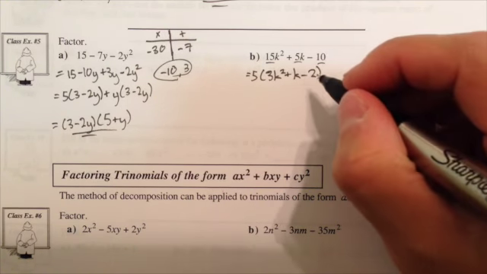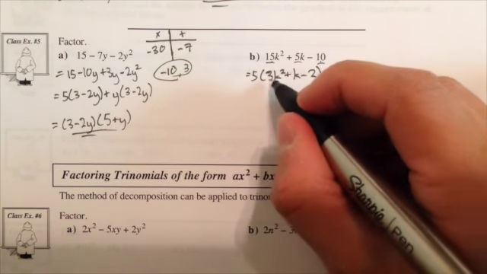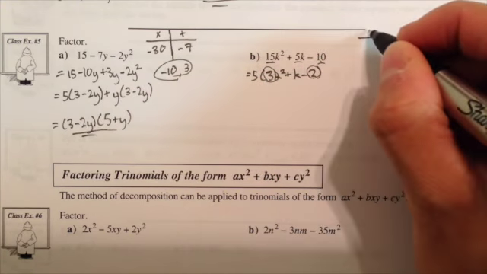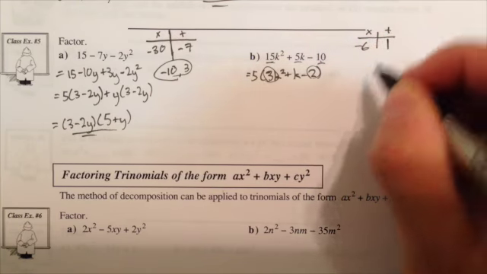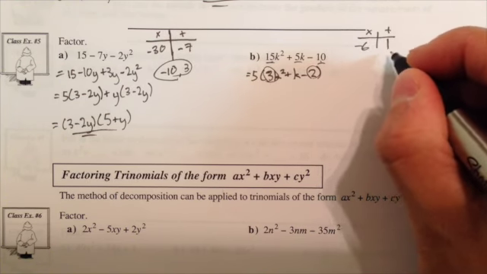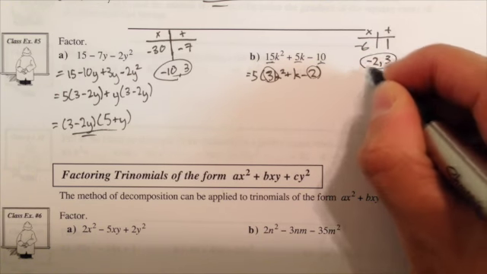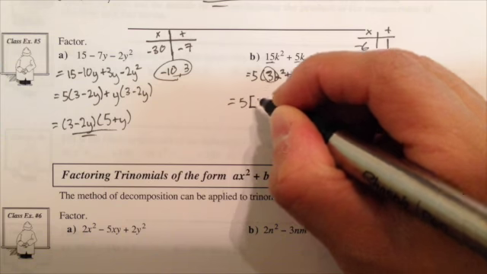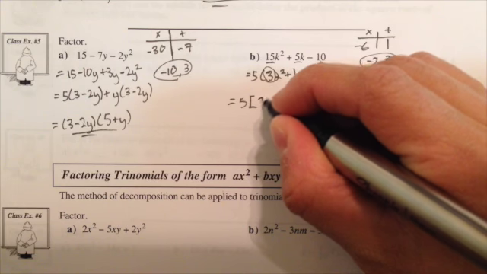Okay, and now I can decompose these numbers a little easier. So instead of using 15 times 20, I'm going to use 3 and 2. My numbers need to multiply, giving me 3 times 2, or negative 6, and they need to add together to give me plus 1. If they multiply to give me negative 6 and add to give me plus 1, those numbers are going to be negative 2 and 3. Alright, and so then we're going to have 5. I'm going to put a square bracket just to separate everything on the inside a bit better.